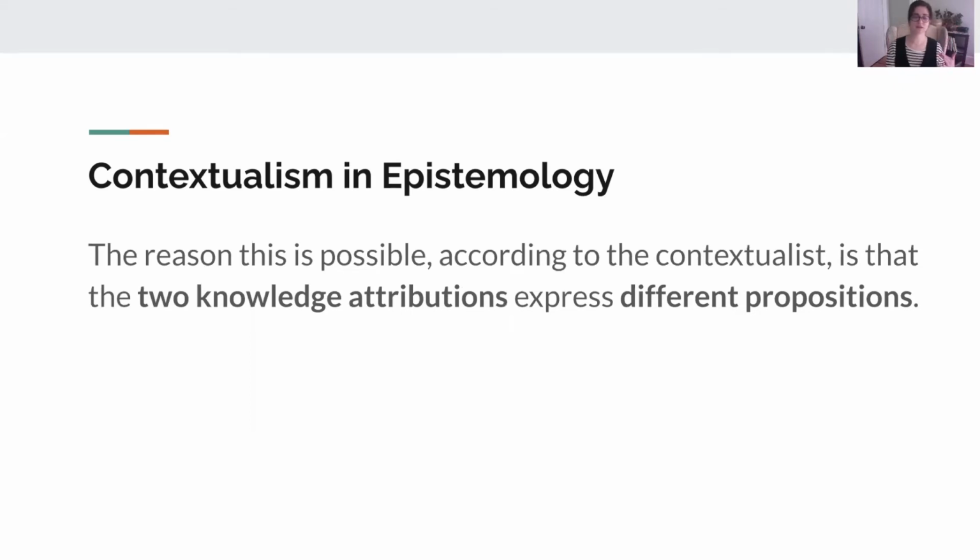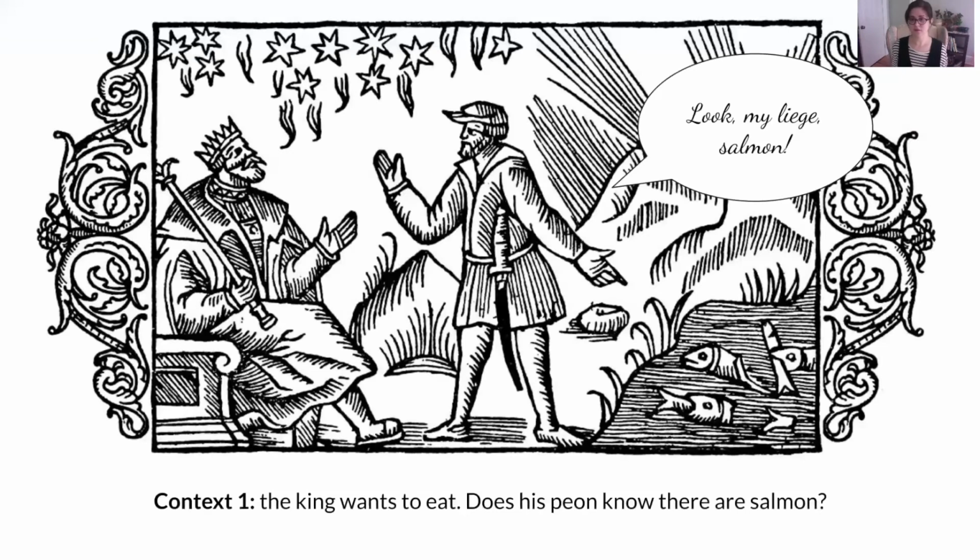But first, let me say that the reason that this is possible, that context can change whether or not someone truly knows, according to the contextualist, is because the two knowledge attributions express different propositions on their view. So in the two contexts, even though I'm saying the same sentence, it's actually expressing a different proposition. So if I say Hannah knows that P in one context, I'm expressing, say, the proposition A, but if I say Hannah knows that P in a different context with different conversational standards, I'm actually expressing a different proposition. And that's what makes that same looking sentence actually have a different truth value, because it's expressing different propositions. So I'll give you an example.